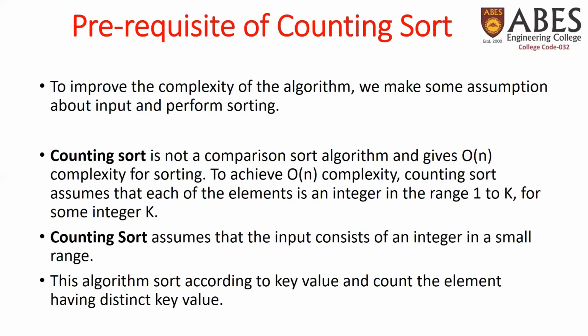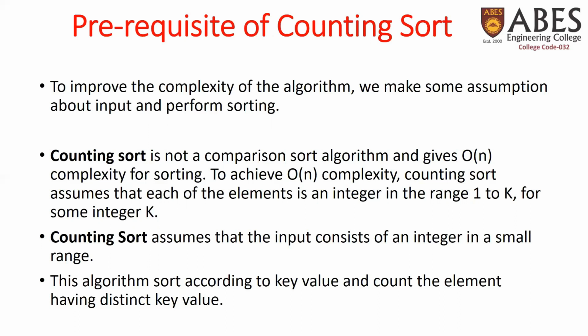These are some prerequisites of counting sort. To improve the complexity of the algorithm, we make some assumptions about the input and perform sorting. The first assumption we make in counting sort is that it can only be performed when the input type is integer, and obviously that integer should be in a small range. It means counting sort fails when you have a different range, or a large range of integer numbers, to perform the sorting.